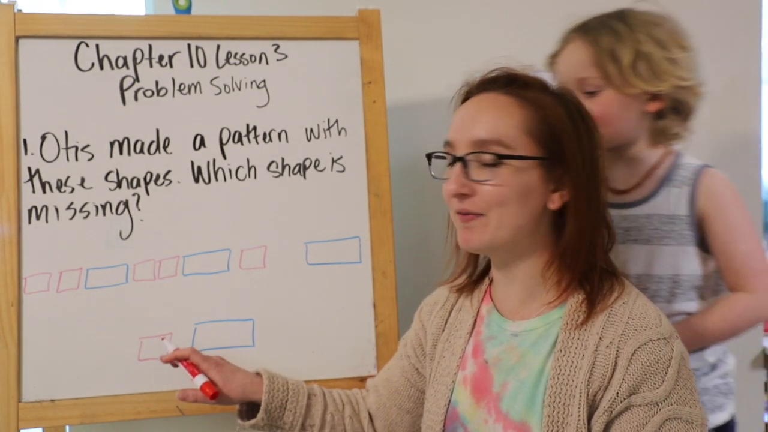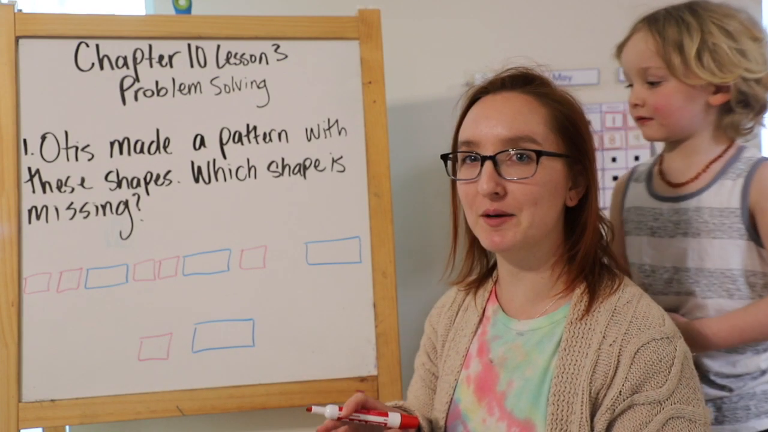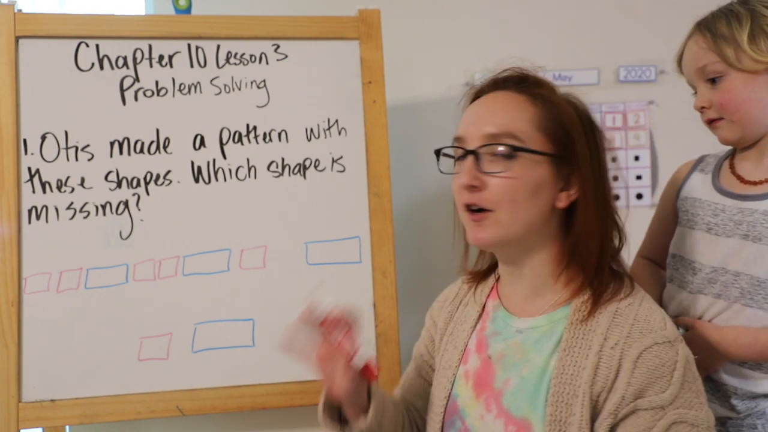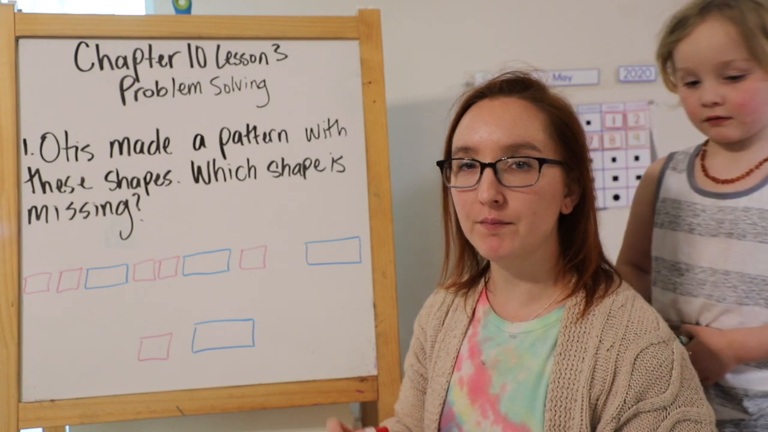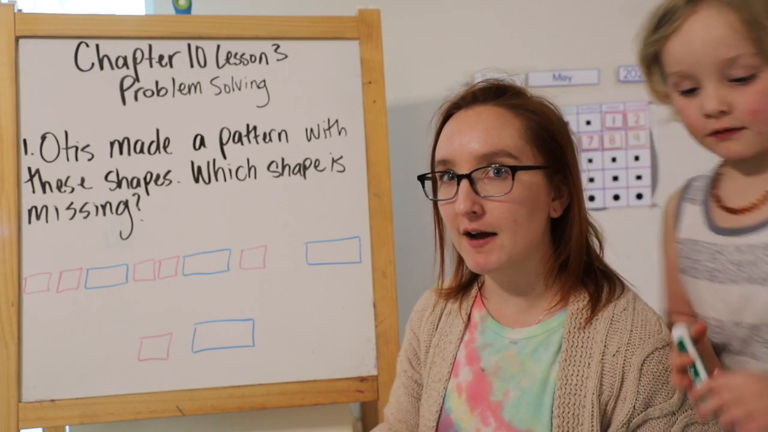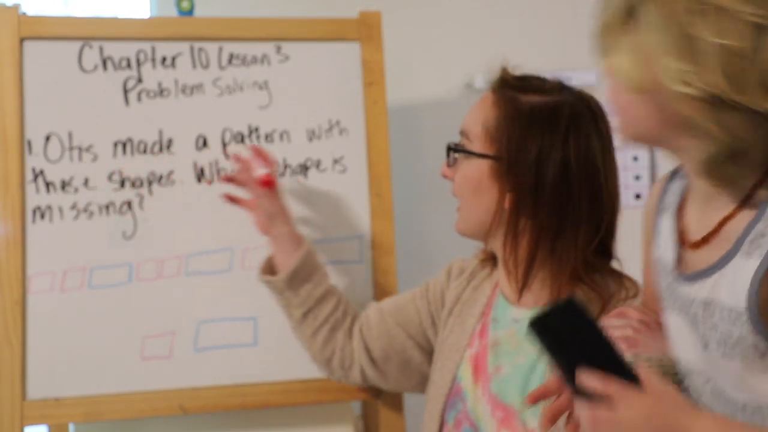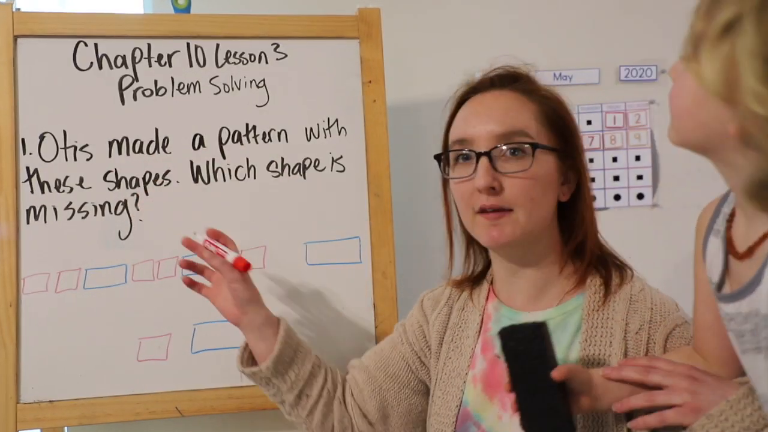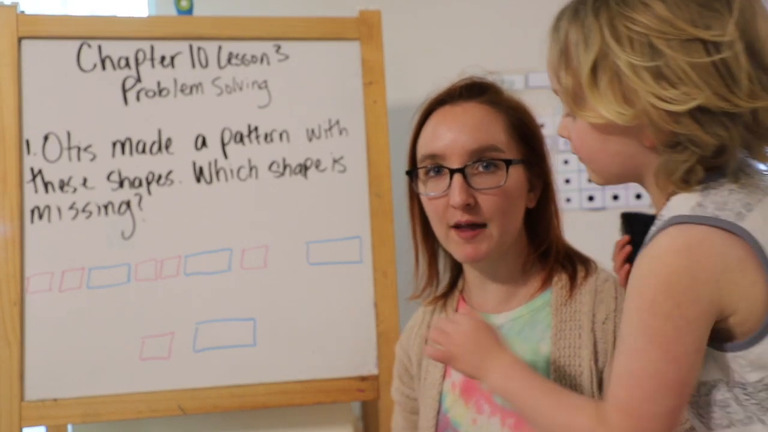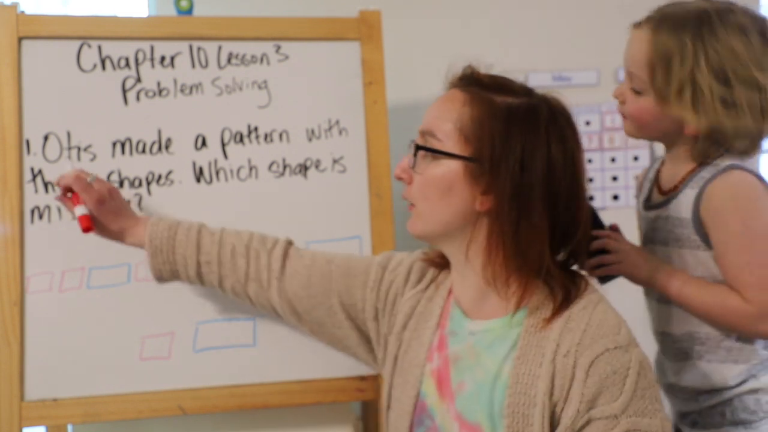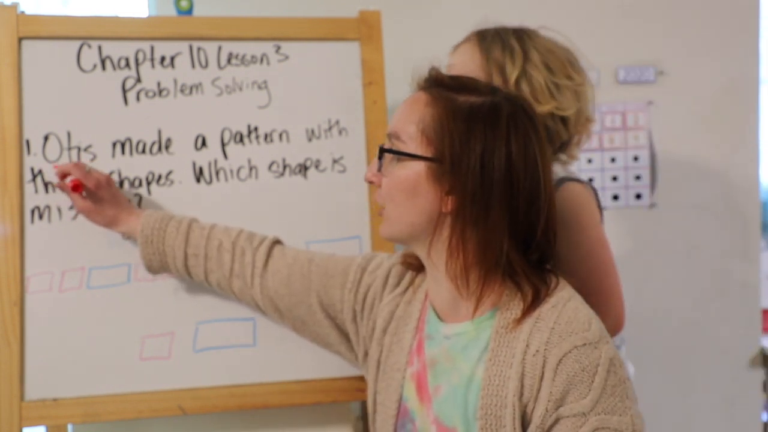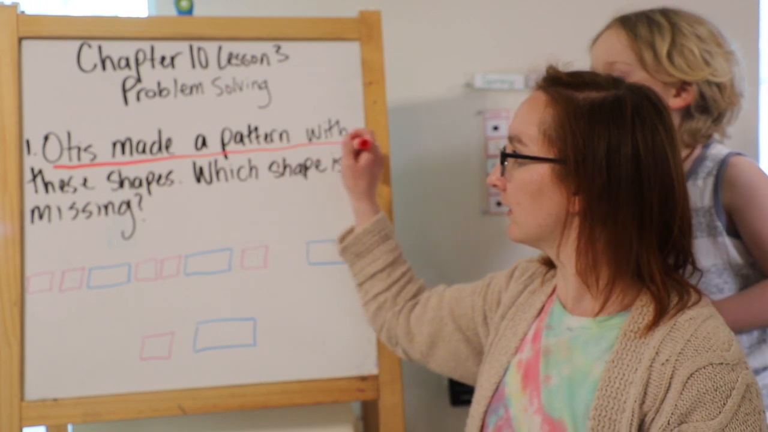So we need to find out if we need to put in a cube or a rectangular prism there. First we need to find out what we know and then what we need to find out. So we're going to underline what we know. Otis made a pattern with these shapes. Does that tell us something? Do we know that now? Yeah. So we're going to underline that first sentence.